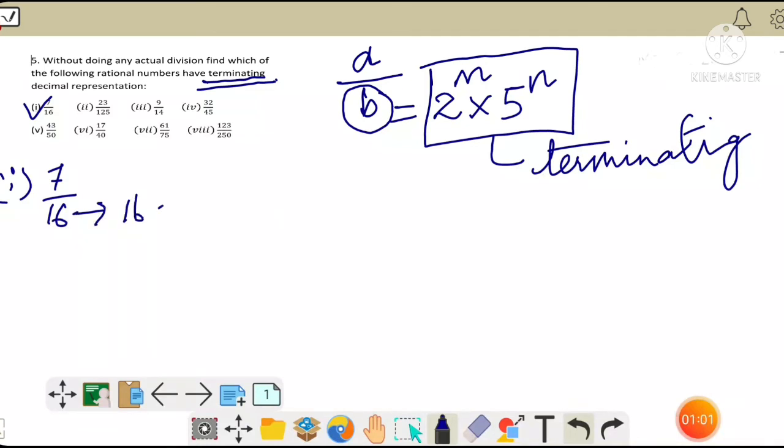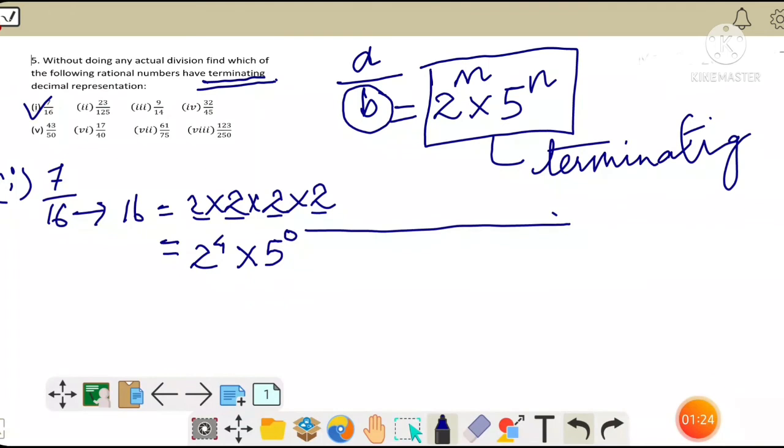The denominator is 16 and can be represented as 2 2s are 4, 4 2s are 8 and 8 2s are 16. Here you can see that there are 4 2s, 1, 2, 3, 4. So you can write it as 2 to the power 4. Now we got 2 to the power m. And can it be written in the form 2 into 5? Yes, we can do it by using 5 to the power 0.